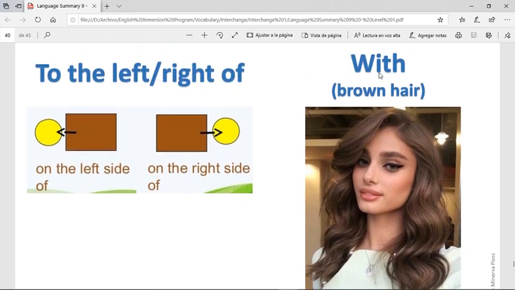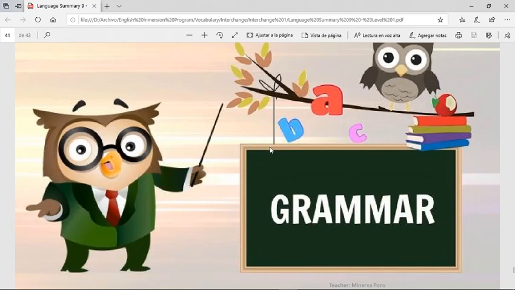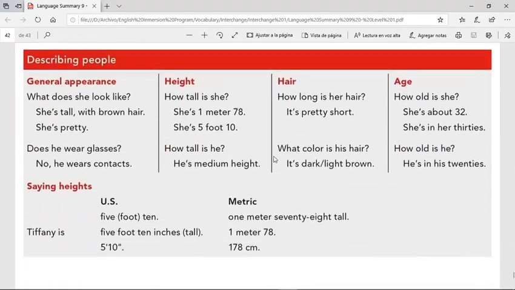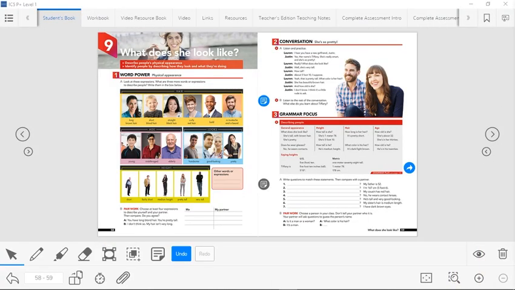With, you can use "with" to say what is accompanying something. And you can use it for descriptions, like with brown hair, with white skin, or with light skin, more so to say, because this is not white, this is light. Okay, we're gonna come back. Actually, we're not gonna come back here because it's the same grammar as the book. So we're just gonna continue with the book for now.